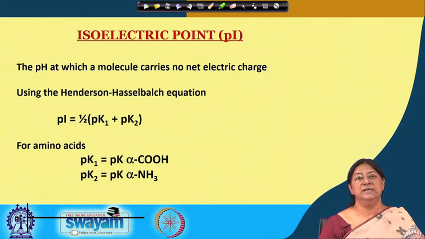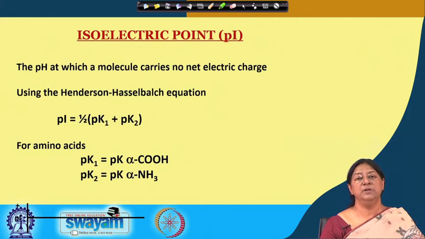So, what we understand is that we have an isoelectric point of an amino acid. This is the pH at which the molecule, in this case the amino acid, carries no net charge. The important thing about this is, particularly for proteins, for biomolecules, there is a method where we can calculate the pI of a protein. Now, we will learn how to calculate the pI of a peptide, which can be extended to calculating the pI of a protein.